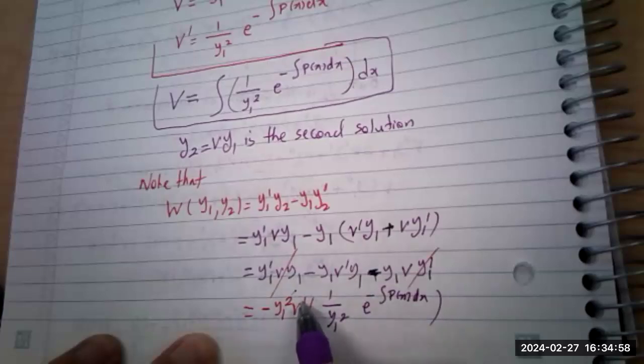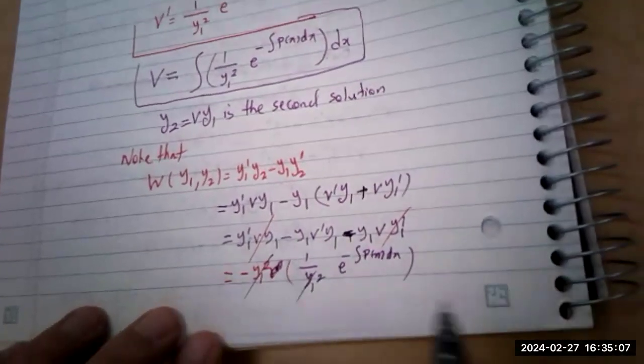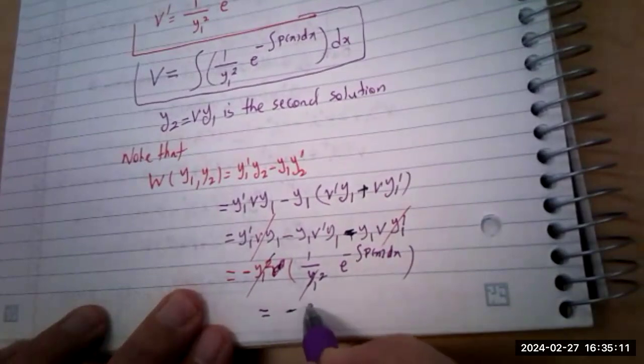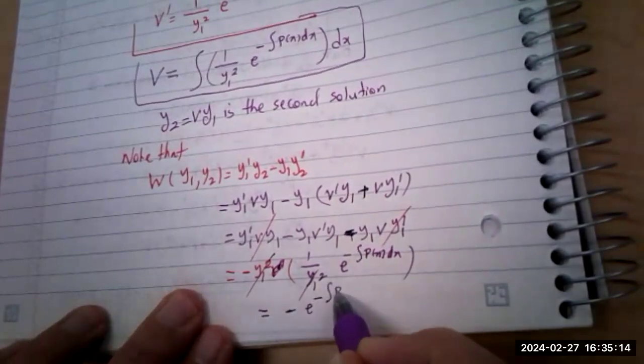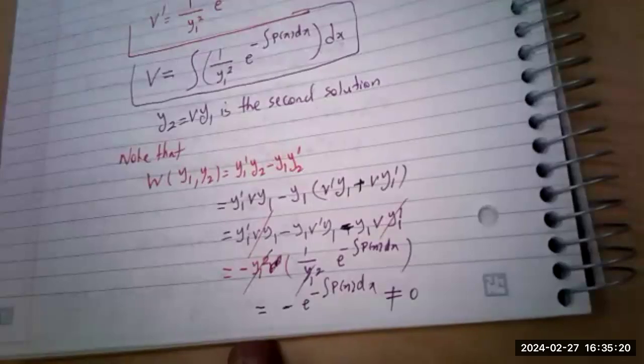I just substitute for the v prime. These two will cancel out. So the final answer is going to be what? The final answer would be negative e to the negative integral of p(x) dx. You know that the exponential function is never zero, so this is always a non-zero number.